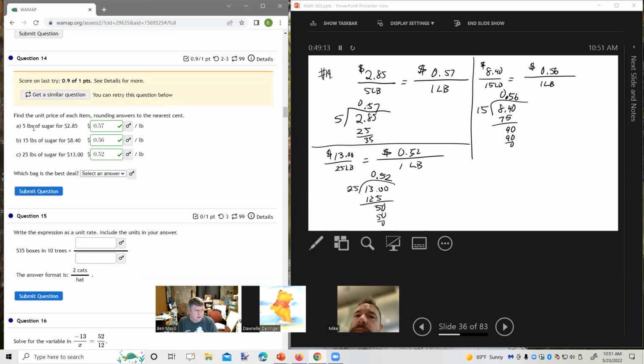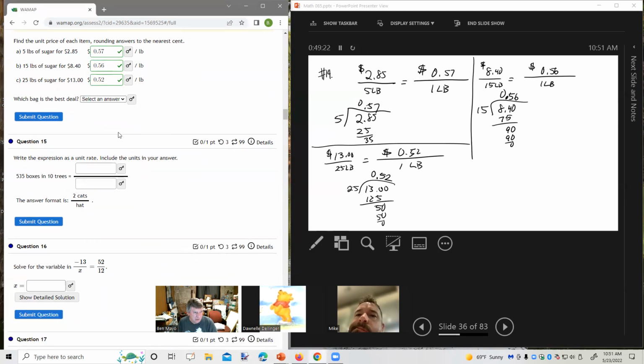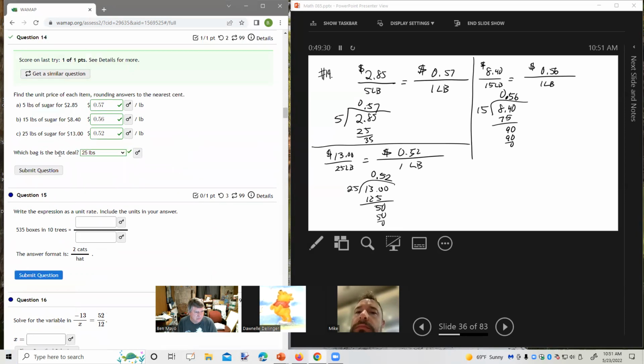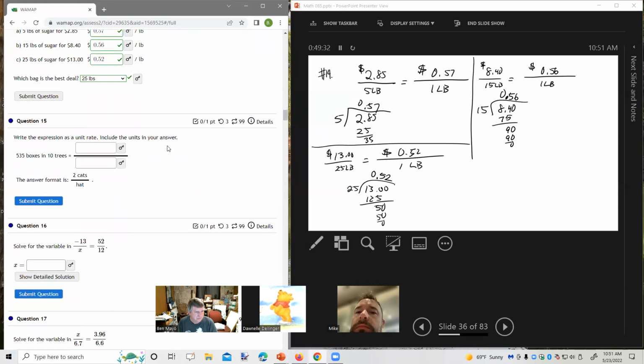Okay. Notice the more we buy, the cheaper it is. That's not always true. It used to be, but sometimes the smaller or the middle one is the best buy. But in this case, the more you buy, the cheaper it is. Oh, it says which bag is the best deal. So you'd say the 25 one.